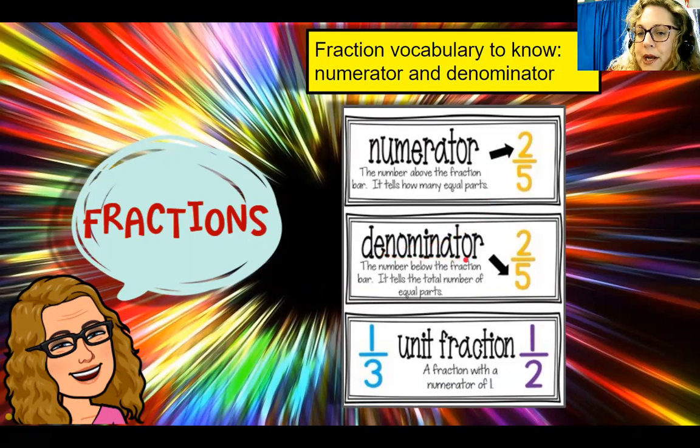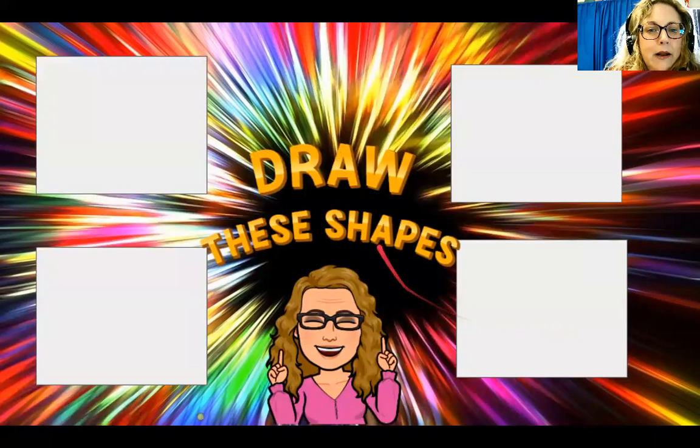And then we have denominator. That's the bottom number. The number below the fraction bar, it tells the total number of equal parts. So for this one, it is 5 equal parts. The unit fraction is a fraction with a numerator of 1. So for 1/3, you would have 3 equal pieces. The denominator, the bottom part, tells you how many equal pieces. For this one, you have 1/2. So there are 2 equal pieces to make 1 whole. Let's take a look at the next slide.